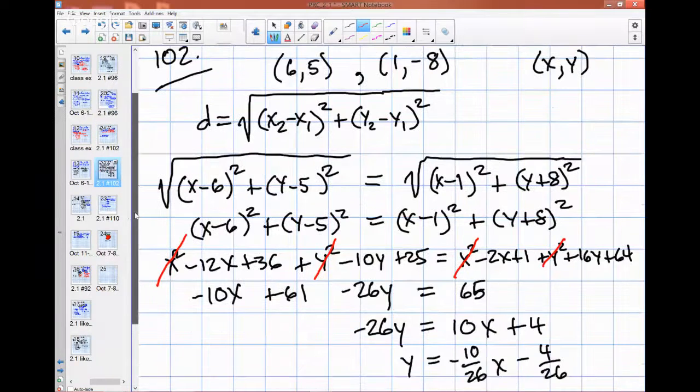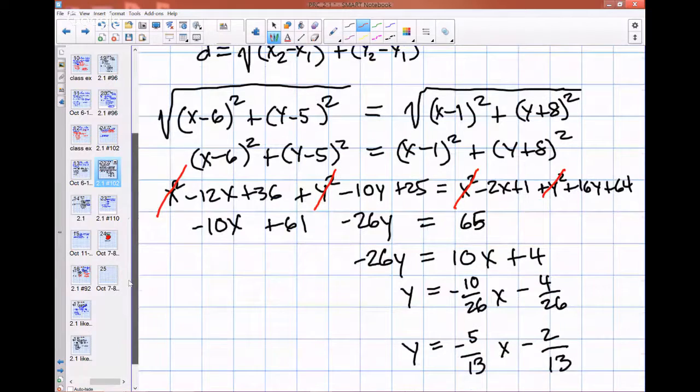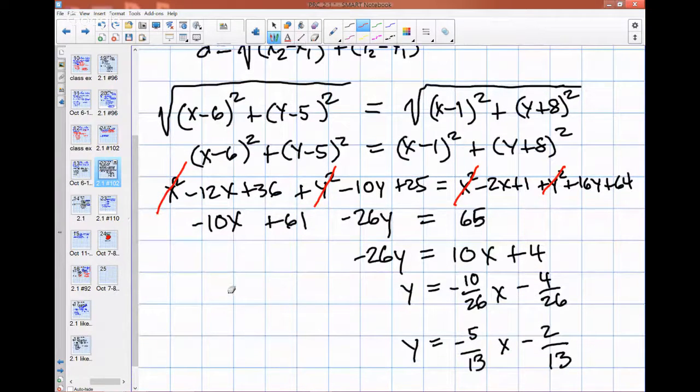Got to square each one of those. And you notice there's an x squared on both sides. That can be subtracted. That's why they're crossed out. And there's a y squared on both sides. They go away. And then you combine the x's and the y's, and you wind up with a line.